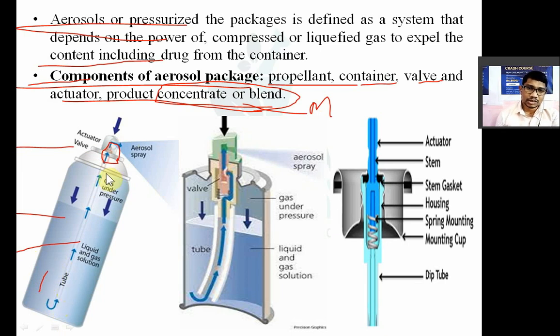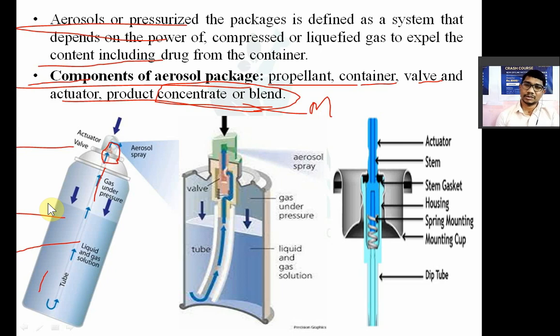How? Because a simple phenomenon is there. When you apply pressure on a gas, or when you cool the gas, if you decrease the temperature of the gas or compress it, the gaseous state is converted into the liquid state. So the reverse phenomenon occurs over here. When you relieve the pressure, the liquid will convert into gas, and that will come out of the container in the form of a spray. That is the simple phenomenon over here.